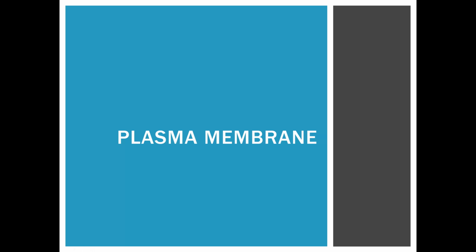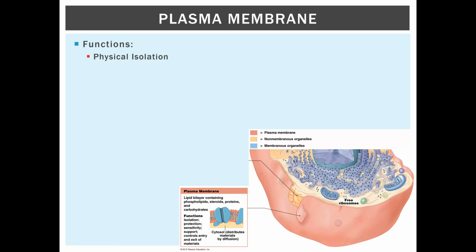In this section, we will talk about the plasma membrane. The plasma membrane is the outer membrane that surrounds all cells, and it functions to physically isolate the inside of the cell from the outside of the cell. Just like we have skin that separates our insides from the outside environment, the plasma membrane works the same way for cells. It also allows cells to regulate their exchange with the environment, so it allows the cell to control what it lets out and what it lets in.